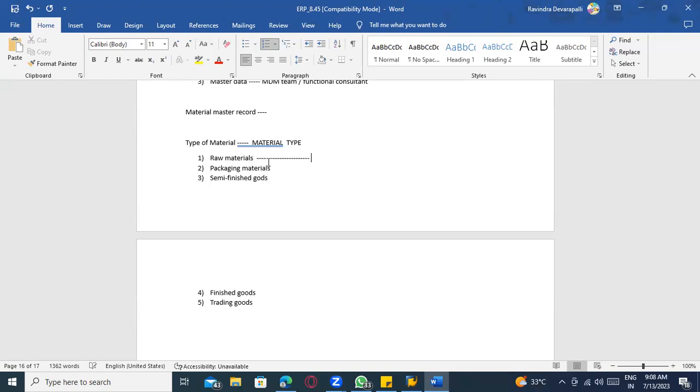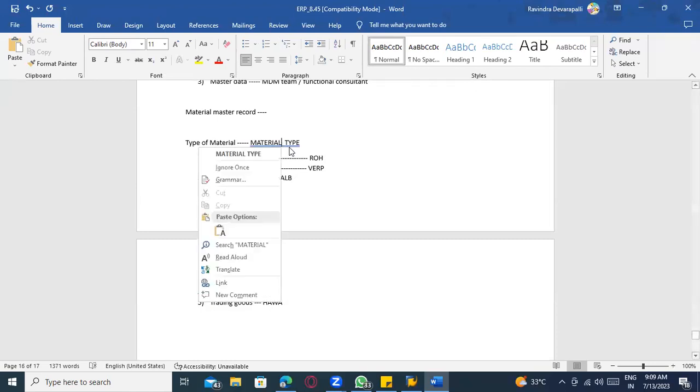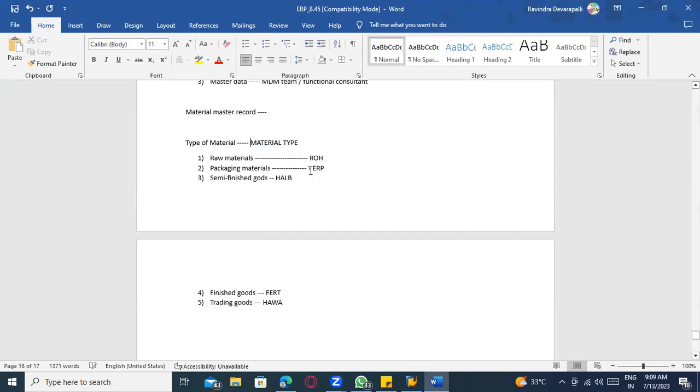If you see raw material, it is ROH. It is the abbreviation which SAP provides, so when there is ROH, that type of material is raw material. Like that, packing material is VERP, semi-finished goods is HALB, and we have different types like that. There are almost 20 to 30 material types. When you start practicing, you can easily remember all these product types.